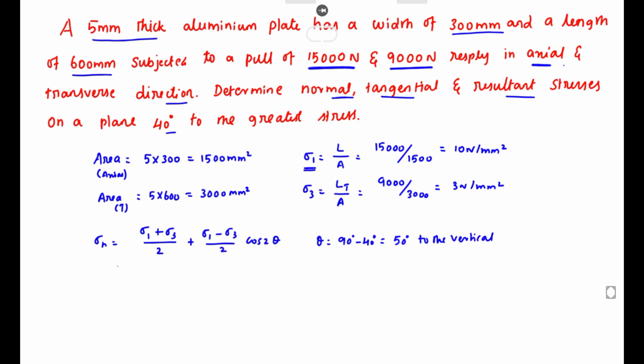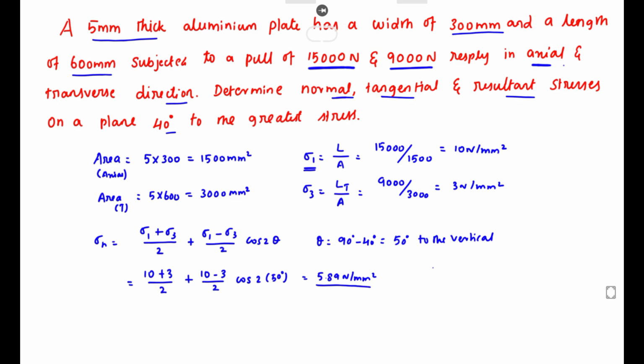Now we can substitute all the values. The sigma 1 value is 10 plus the sigma 3 value 3, divided by 2, plus 10 minus 3 divided by 2 into cos 2 theta, where theta is 50 degree. Solving this we got the value of 5.89 Newton per mm square. This is the normal stress value.